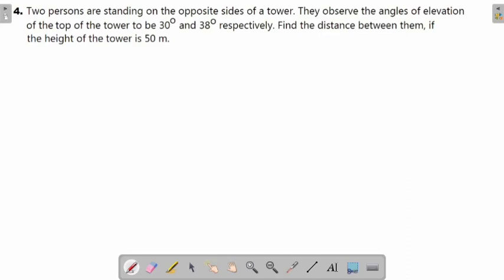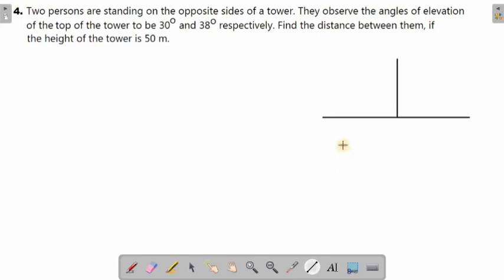So first and foremost, let's understand what is the meaning of this. So there are two persons standing on the opposite sides of a tower. Okay. So there's a tower. So let me quickly draw the diagram for you. Okay. So let me take this to be the ground. So this is the ground and this is my tower, let's say. So this is my tower.